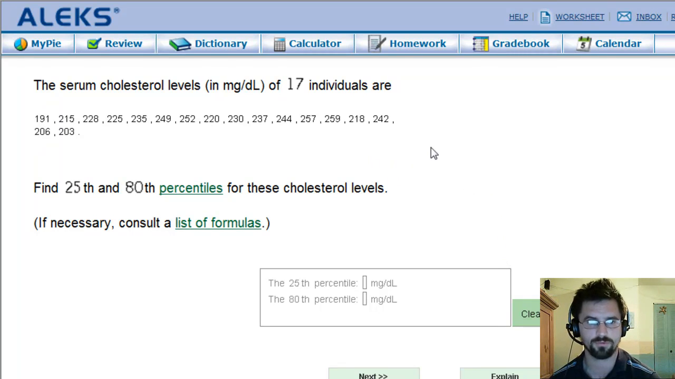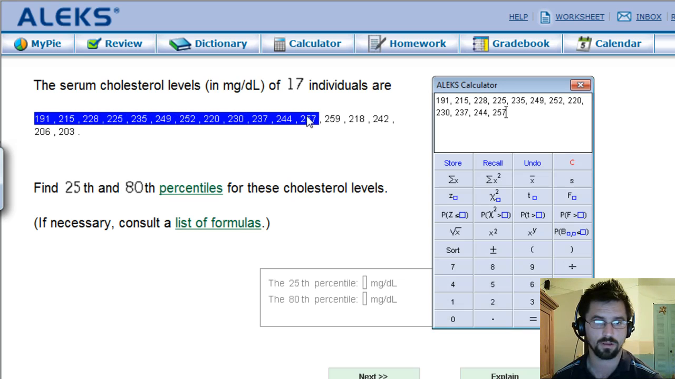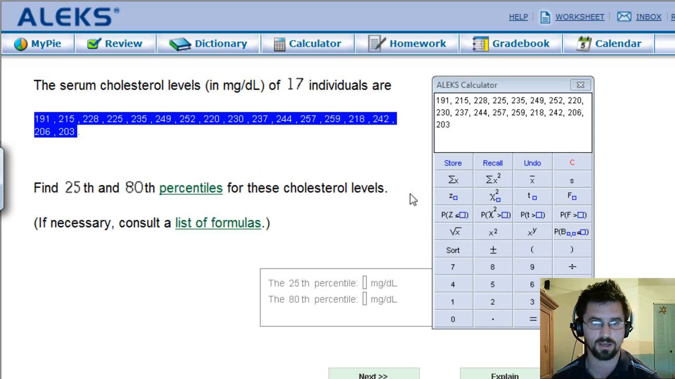Okay, and Alex, as part of Chapter 3, you'll be asked to find percentiles given an array of data. In this problem, you're given serum cholesterol levels, the number of milligrams per deciliter of serum of 17 individuals, and they're listed here. These are not listed in order, so the first thing you want to do is put them in order. The easiest way is to drag through them in Alex, the calculator will pop up, and you just hit sort. Once you hit sort, they're in order.